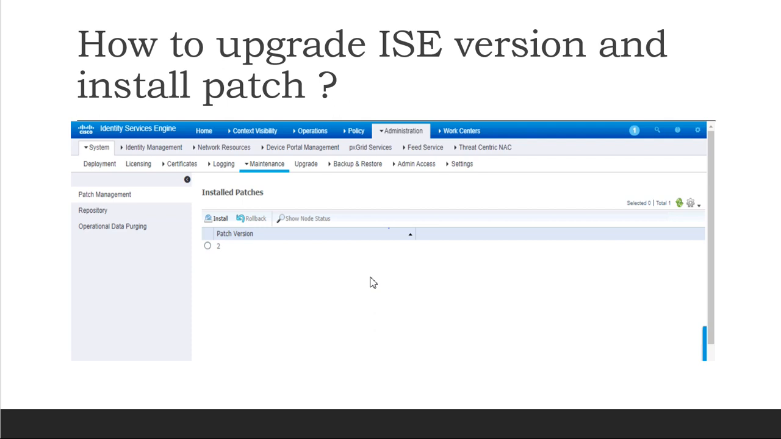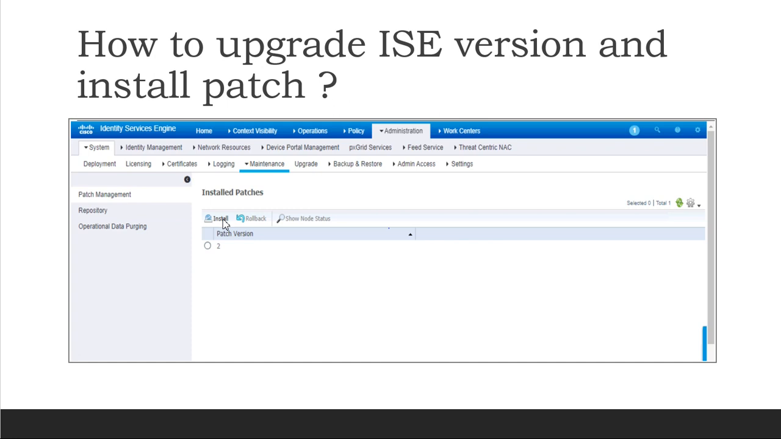To install a patch, you can do it from the GUI as well as from the CLI. For the GUI, you'll need to navigate from administration, system, to maintenance, and this is the page which you'll get, and here you can install the patch.